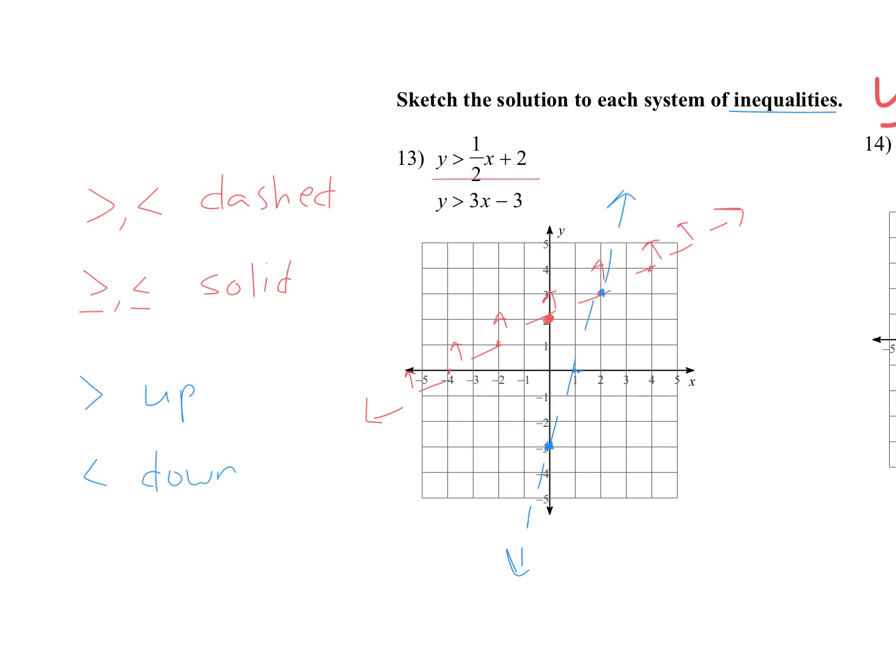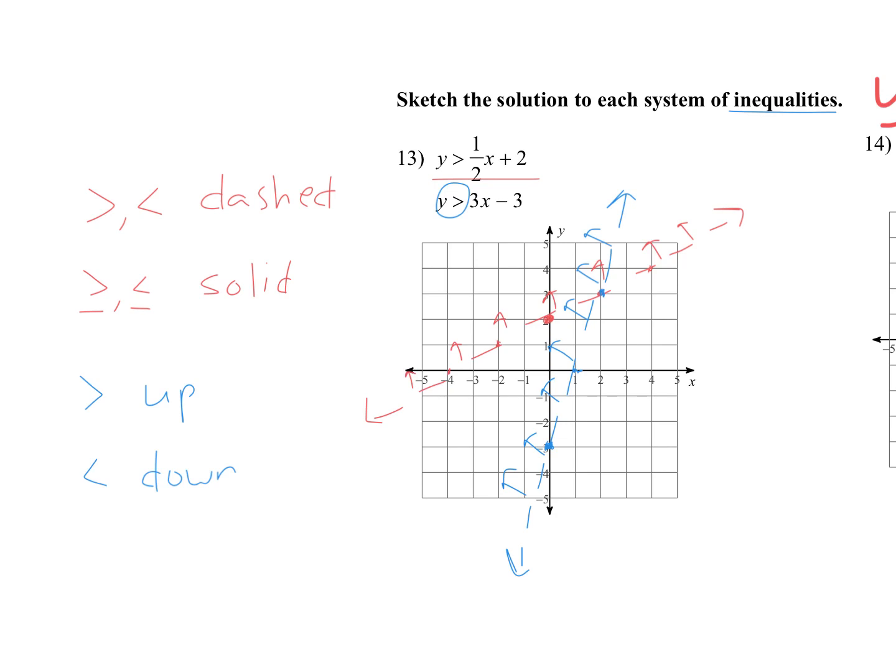Okay, again, do we care about where it crosses? No. Okay, we care about the shading this time. On this blue line that I have up here, it says all the y's that are greater than. So am I going to shade up or am I going to shade down? Up. So I'm going to shade right here. Am I done? No, why not?